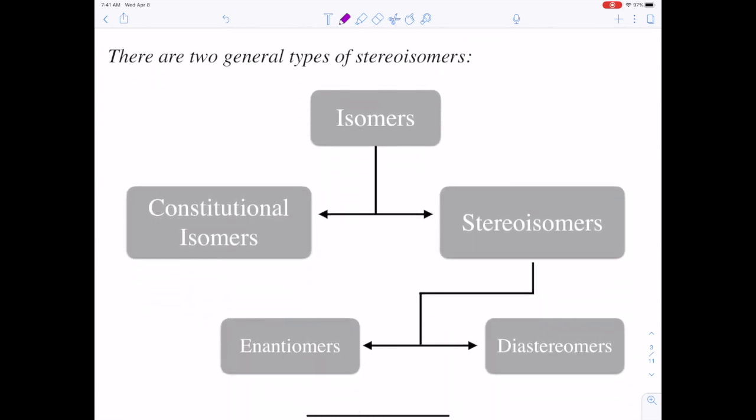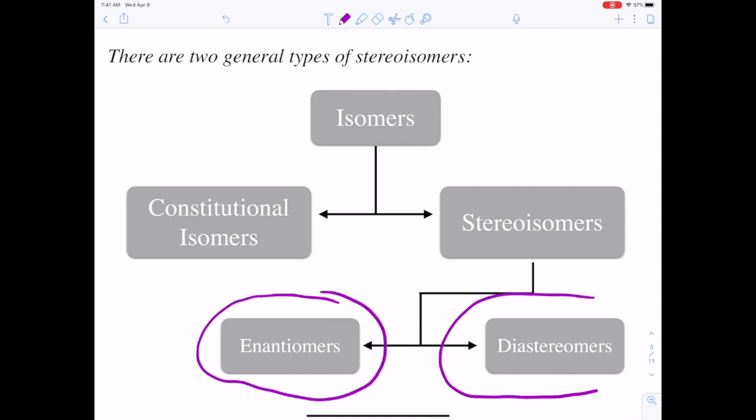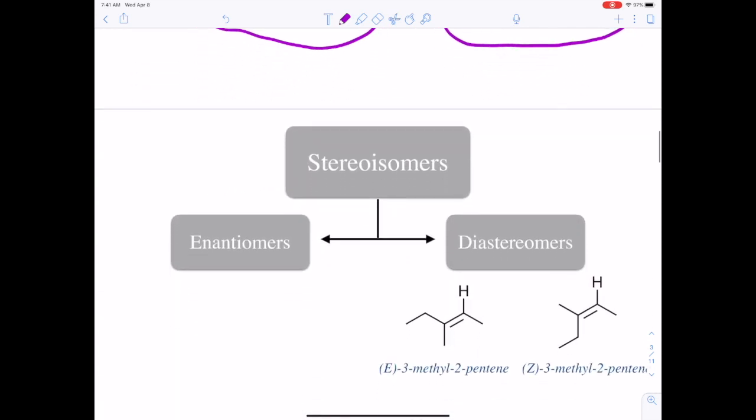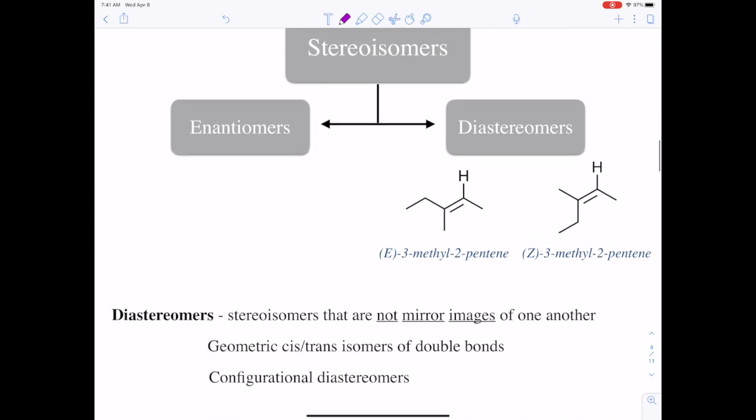Now for stereoisomers, there are two types of stereoisomers: enantiomers and diastereomers. Diastereomers are stereoisomers that are not mirror images. So when you look at these two alkenes, E and Z alkenes, they are not mirror images. If you take the mirror image of the E stereoisomer, you do not obtain the Z. The Z is not the mirror image of the E. So these are called diastereomers.